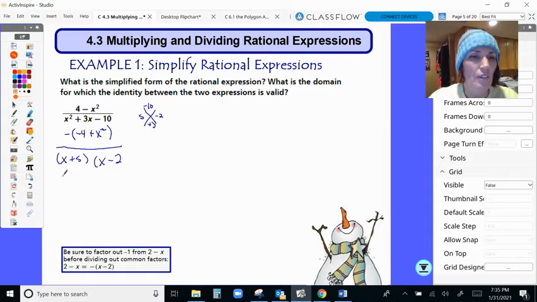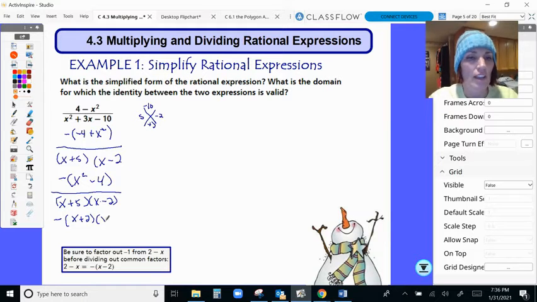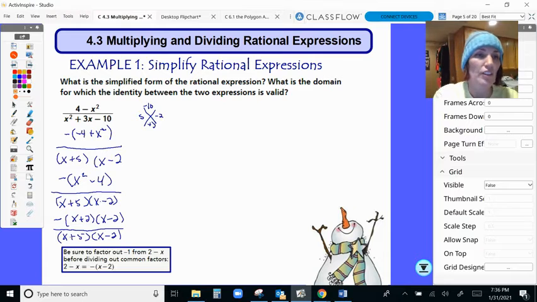And I'm going to come down here and flip this around so it says x squared minus 4 over x plus 5 times x minus 2. And now this is a difference of two squares. So now I can write the negative and factor that to x plus 2, x minus 2 over x plus 5, x minus 2. Okay, now I'm all factored.